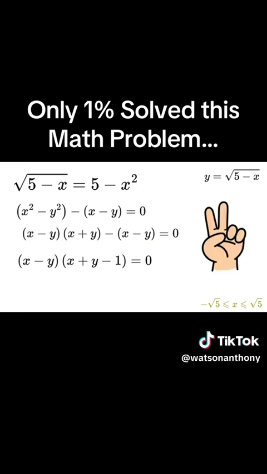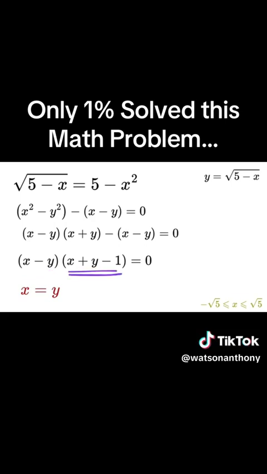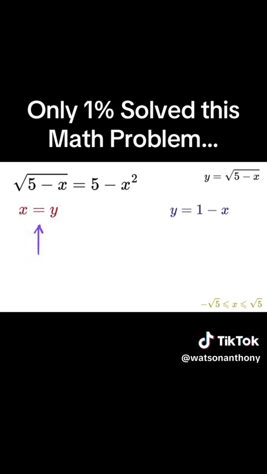This equation implies two possible cases: either x minus y equals 0, or x equals y, and the other case is x plus y minus 1 equals 0, or x plus y equals 1. This means y equals 1 minus x. First, let us solve this case.